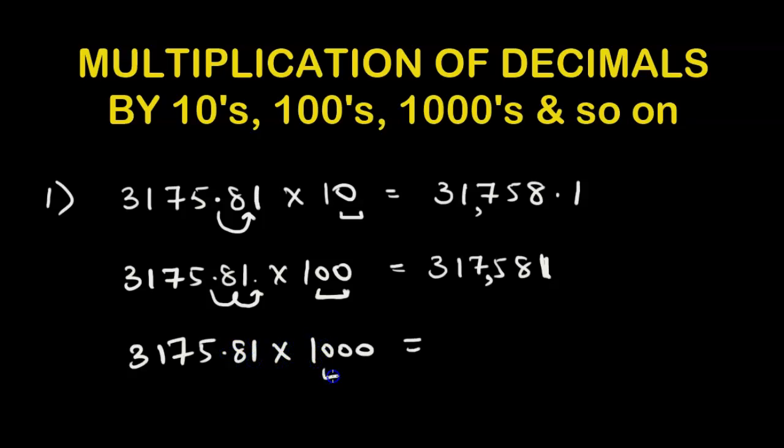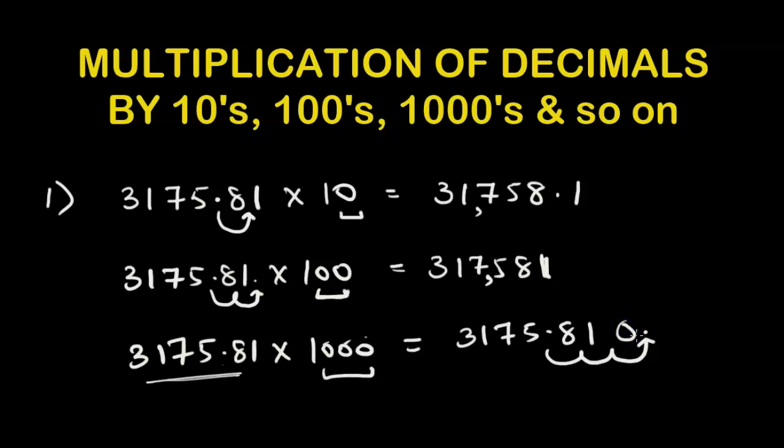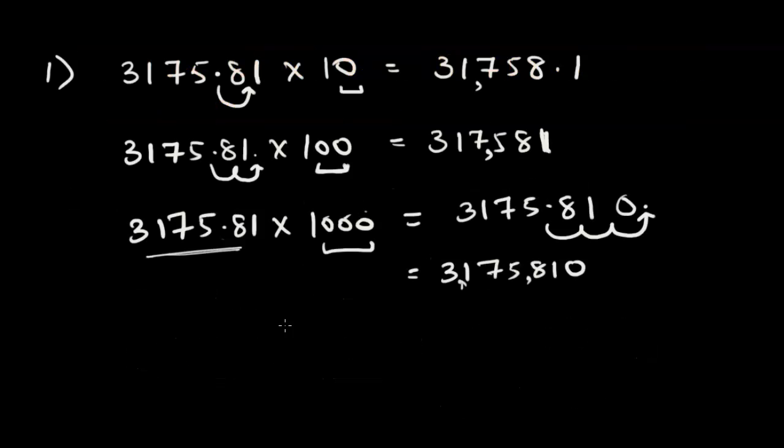Let's say we have to multiply 3175.81 with 1,000 now. We count that there are 3 zeros. Let's rewrite this number. We have 3175.81. The number of zeros is 3. We start with the decimal place and then we move 1, 2, 3 spots right. Here goes the decimal. Now we see there is an empty spot. The empty spot is always filled by a 0. Therefore, the final answer that we got is 3175810. How do we read it? Is 3,175,810.